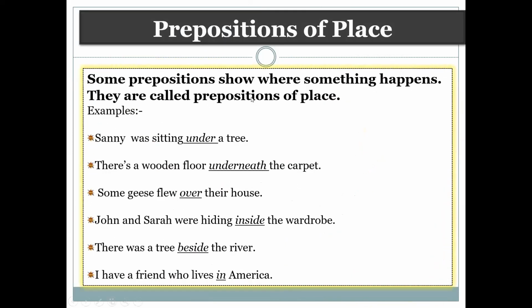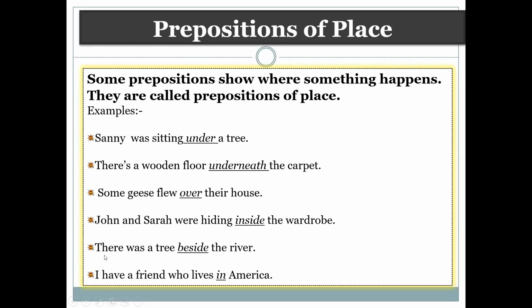Okay. Some prepositions show where something happens. They are called prepositions of place. Where? Like Sunny, very sunny. Sunny is sitting under the tree. Under, so placement of Sunny. So they are called prepositions of place. There is a wooden floor underneath the carpet. Where is it? Underneath the carpet. Some geese flew over their house. Where did they fly? Over.